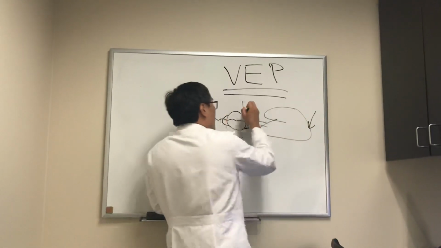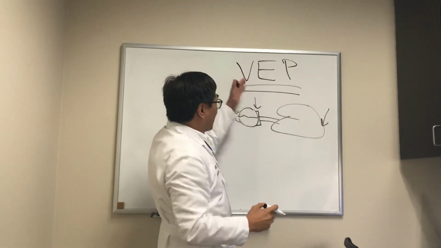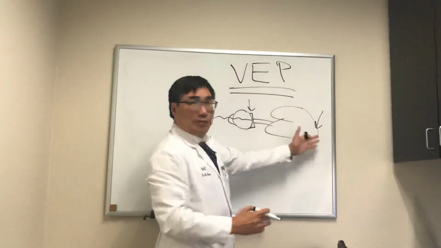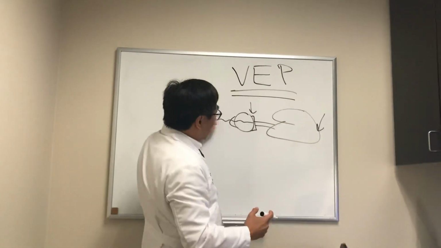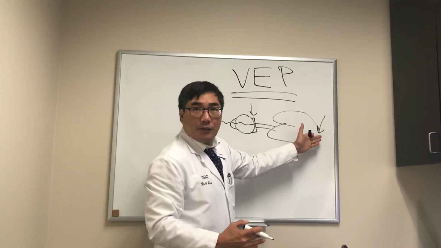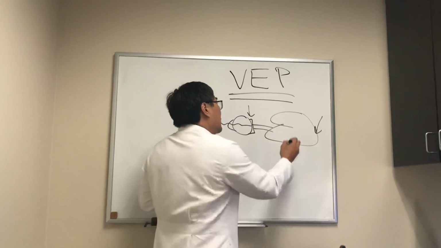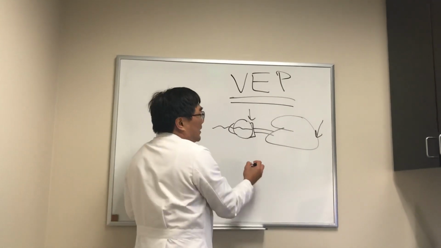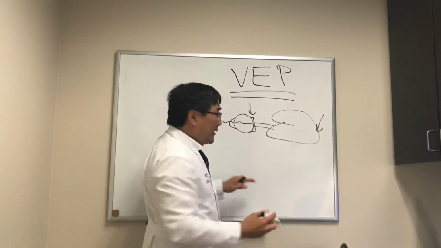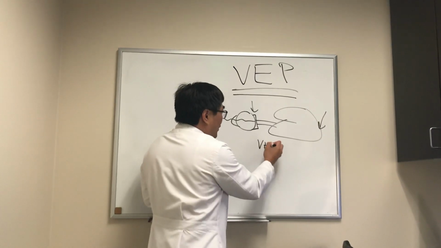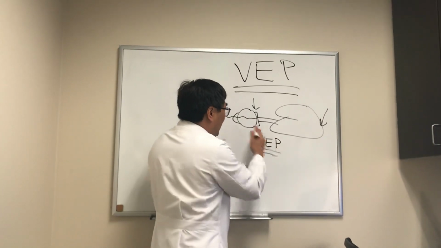So we cannot tell if someone's VEP is decreased where the problem is. We only know that the signal is not being sent properly across the entire visual afferent pathway. And so the way that we use the VEP in the clinical setting is to try and establish what level of vision does the person have.